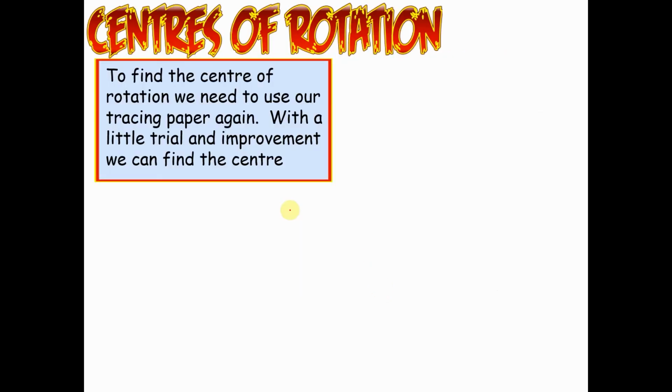So sometimes it's a little bit difficult to find the center of rotation, but we need to use our tracing paper again, okay? And we need to use what we call the trial and improvement method, okay? So we'll have to try, okay? We have to try to find that center of rotation.